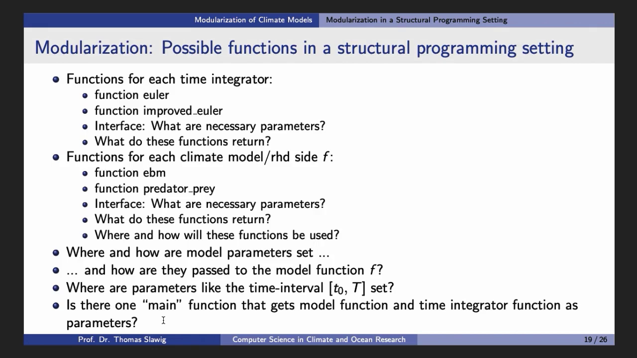And if you do this as an exercise, you should always think there might be even more models, not just two, and also not just two time integrators. So it should be somehow general. That's the idea of flexibility.